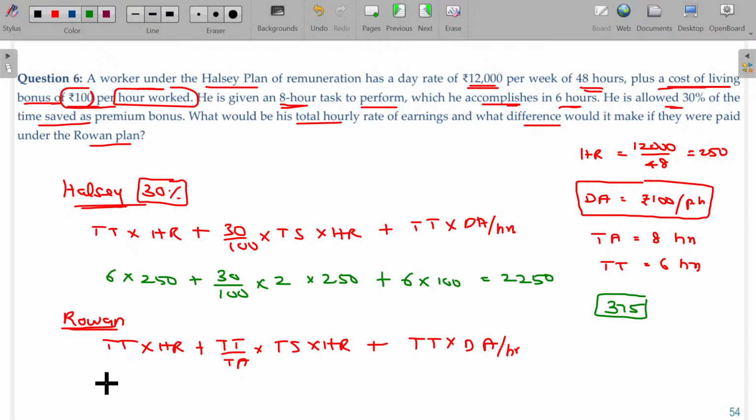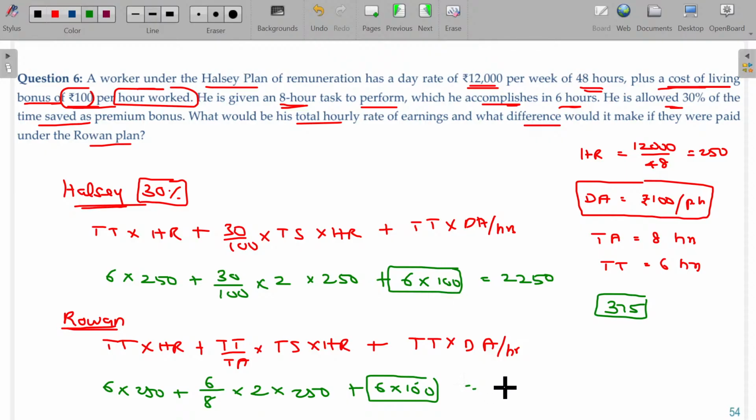And in this case, 6 into 250 plus time taken being 6 by time allowed 8, time saved being 2 into 250 plus 6 into 100. The DA remains same irrespective of his speed of working. This value being 2475 and effective hourly rate being 412.5. The main focus in this illustration is that the cost of living index will not carry any premium.